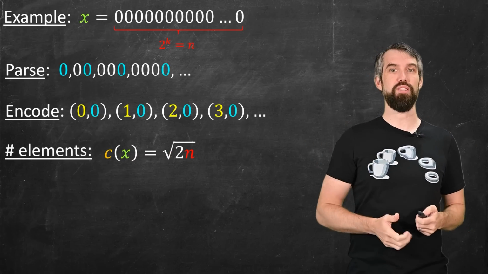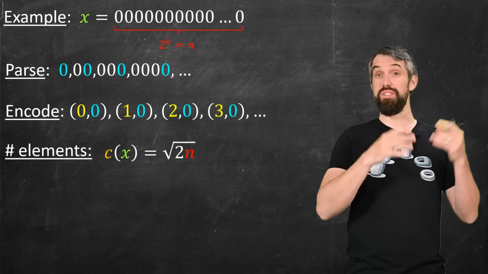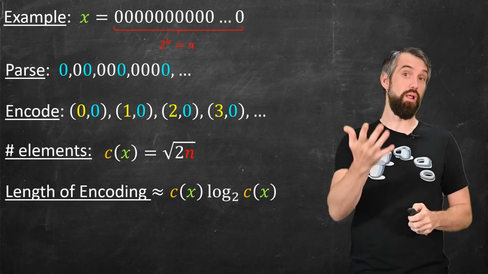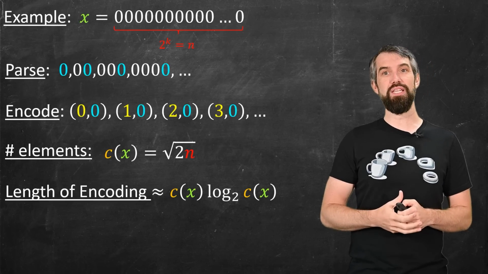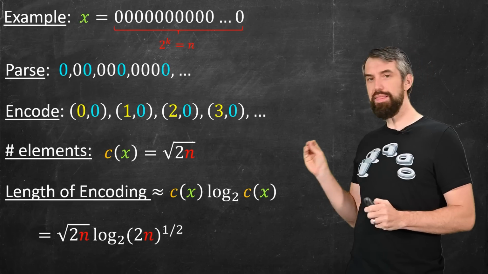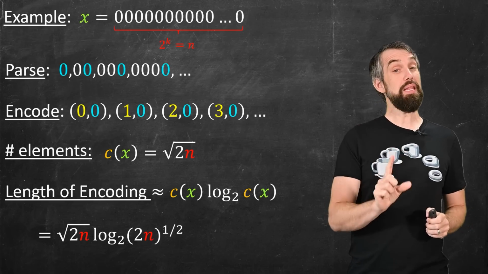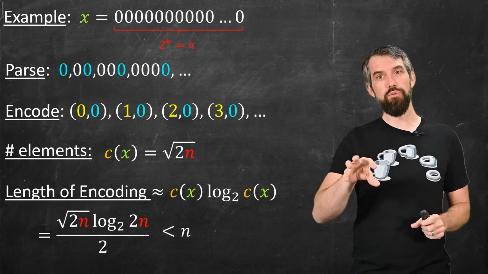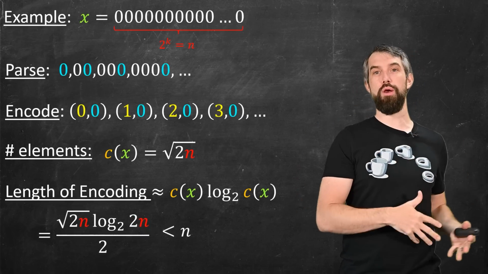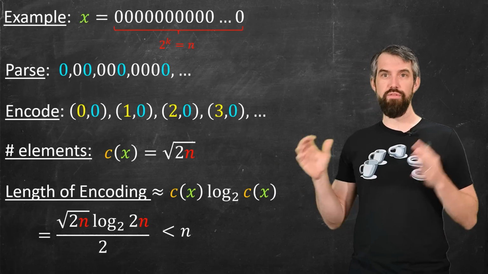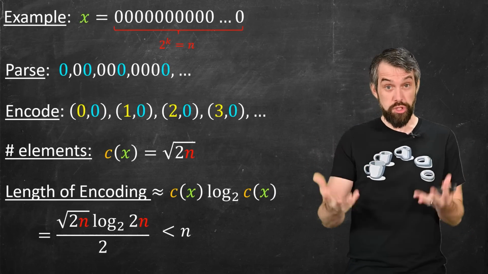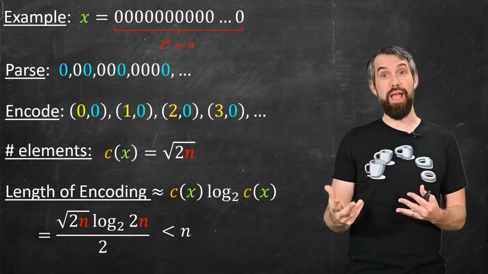And then, okay, let's plug it into my formula. Remember, my length of encoding was c of x log base 2 of c of x. Well, plug in my root 2n's here, and what do I get? I get this expression, and all that really matters here is that logarithm grows smaller than square root. So log base 2 of this 2n grows slower than the square root of 2n.